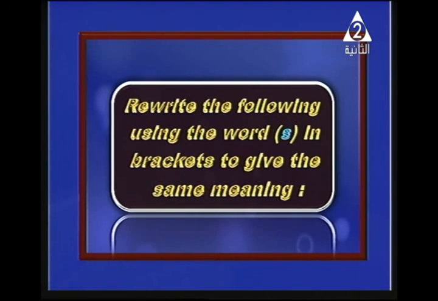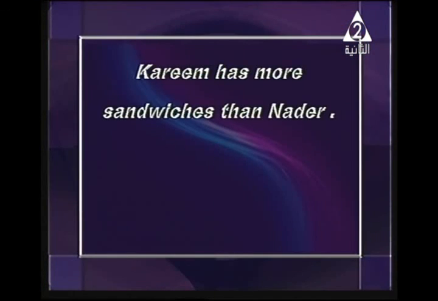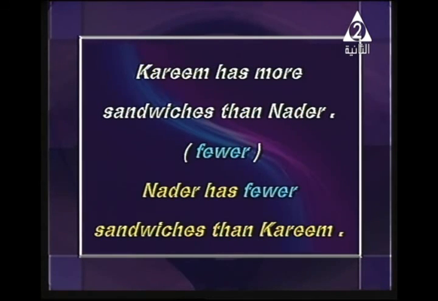Rewrite the following using the words in practice to give the same meaning. في السؤال دوت مطلوب مني إن أنا أنفذ الأمر اللي بين البراكتس تمام وحافظ على المينينج وعلى قواعد الجرامر. Karim has more sandwiches than Nader. Fewer. The right answer is Nader has fewer sandwiches than Karim. هنا حافظت على المينينج المعنى عشان كده جبت نادر الأول قلت Nader has fewer sandwiches than Karim.